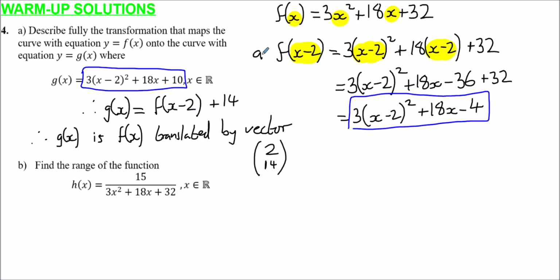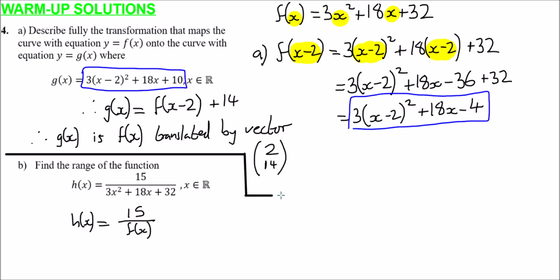So I'll just mention we've done A here. Now B is this. We need to notice h of x is 15 divided by what's on the bottom, which is actually f of x. So the range of h of x will be based on the range of f of x, because h of x itself is based on this function f of x. So just thinking of B here just requires a bit more thought. So let's think about f of x.